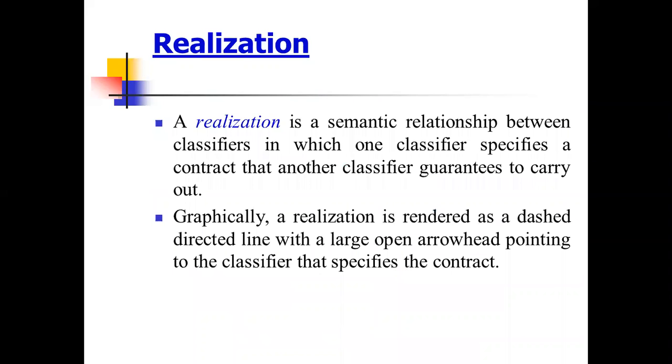The next one is realization. What is realization here? It is a semantic relationship between classifiers, which we have seen. It is a semantic relationship between classifiers in which one classifier specifies a contract that another classifier guarantees to carry out. That means it is the association that connects one class to another class, such as an interface class, which shares only its behavioral specification, not its structure.